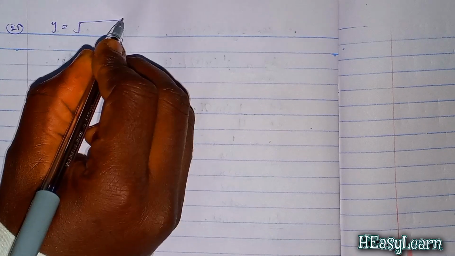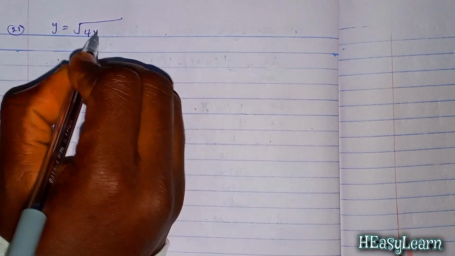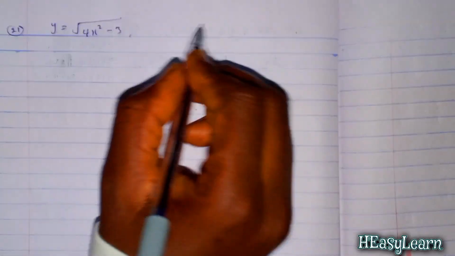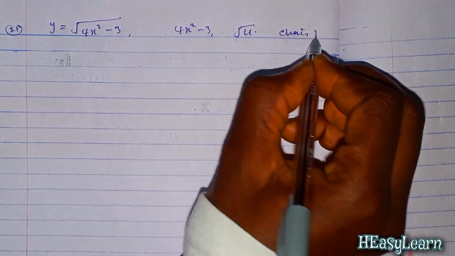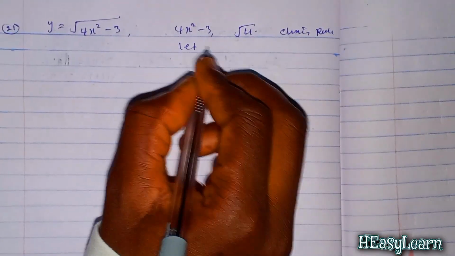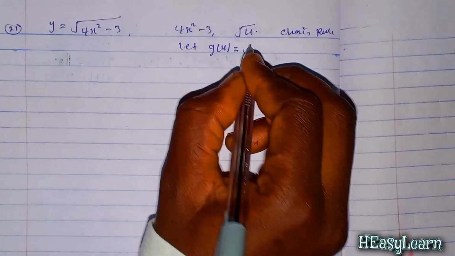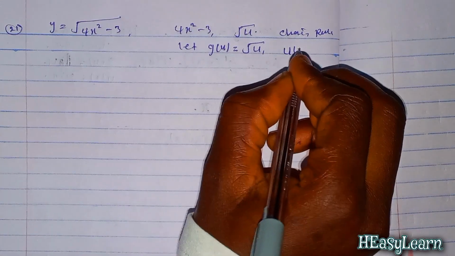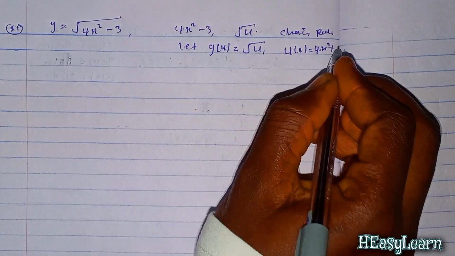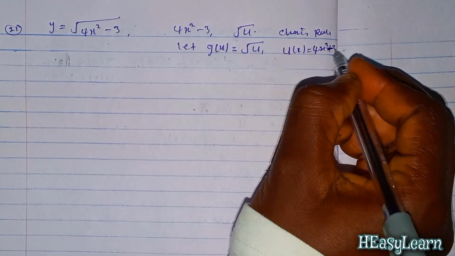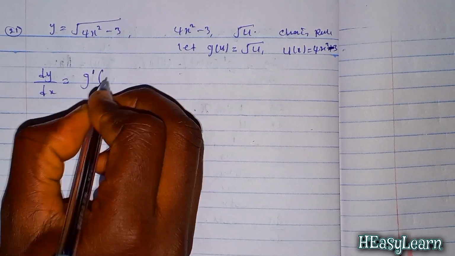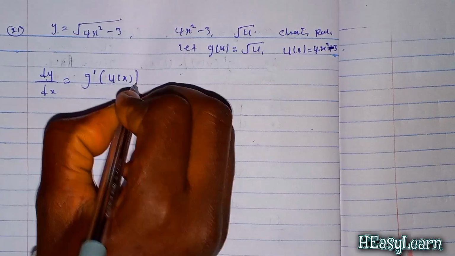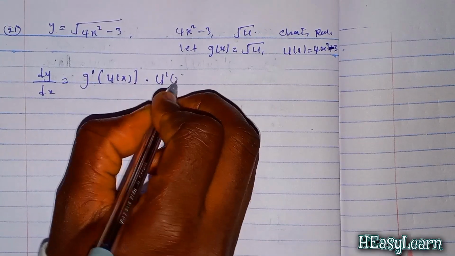Let y equal the square root of 4x squared minus 3. This is a polynomial function inside a square root function, a composite function. The technique to use is the chain rule. Let g of u equal the square root of u, for which u of x is the polynomial inside the square root. So by chain rule, dy/dx is equal to differentiate g and plug in u of x back, multiply by the differential of u.